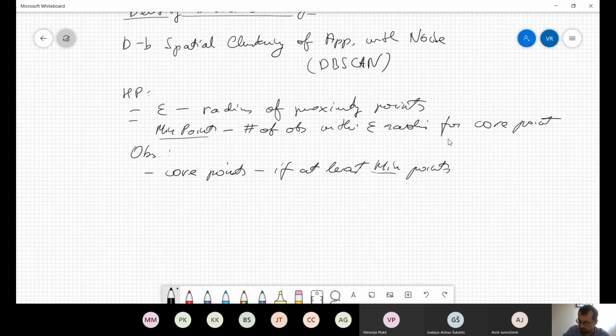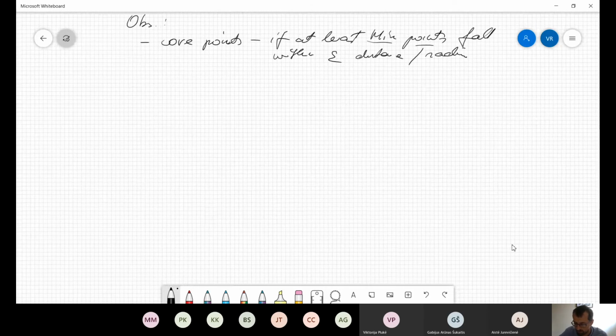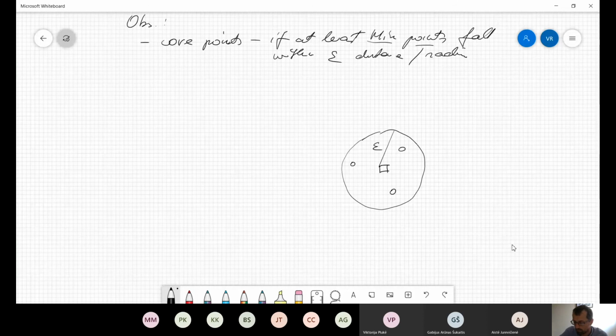So basically this, right? Min points fall within epsilon distance or radius at the point. So if you have a core point, this means it has at least 1, 2, 3 points that fall in the radius of epsilon, right? So this is basically an epsilon, and this point is considered to be a core point.